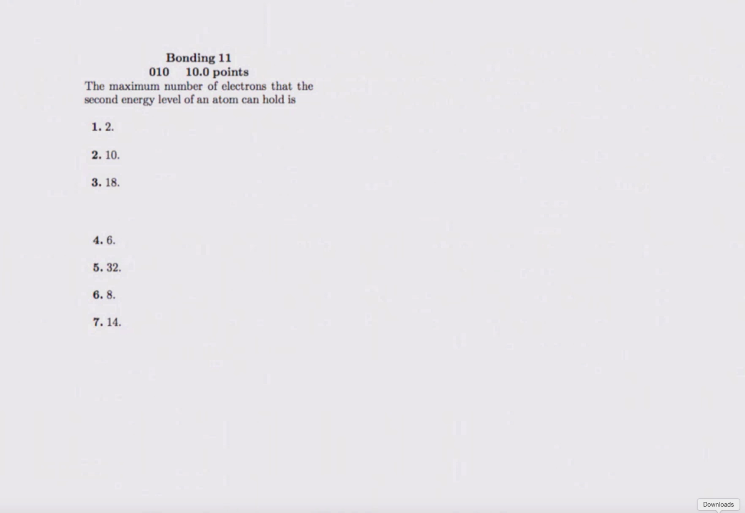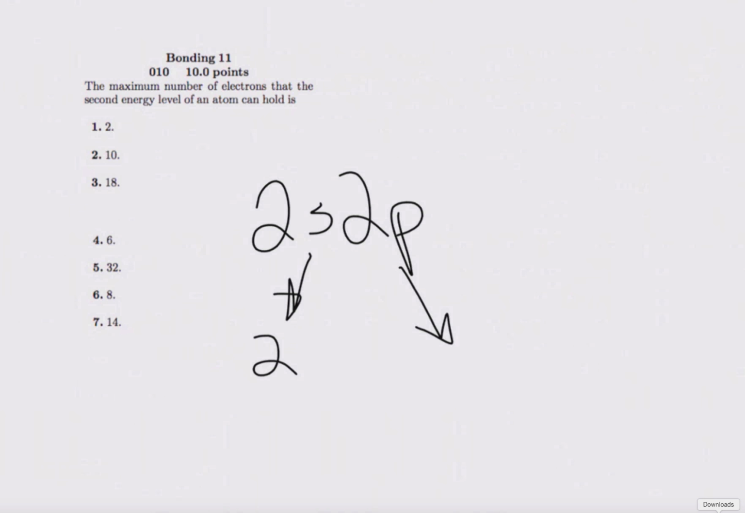What is the maximum number of electrons that the second energy level of any atom can hold? Well, the second energy level has an s sublevel and a p sublevel. All s sublevels can hold 2 electrons. All p sublevels can hold 6 electrons. 2 plus 6 is 8. So the second energy level of any atom can hold up to 8 electrons.